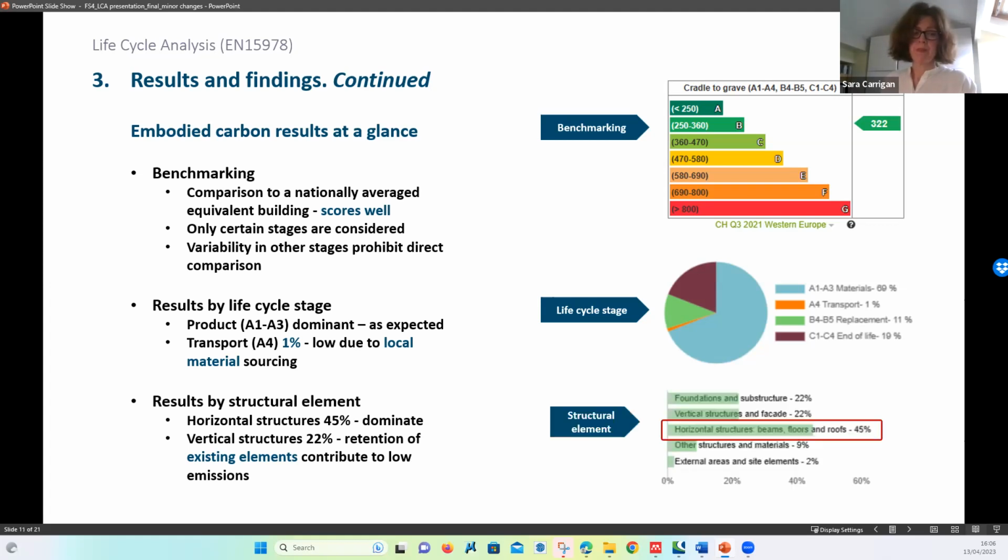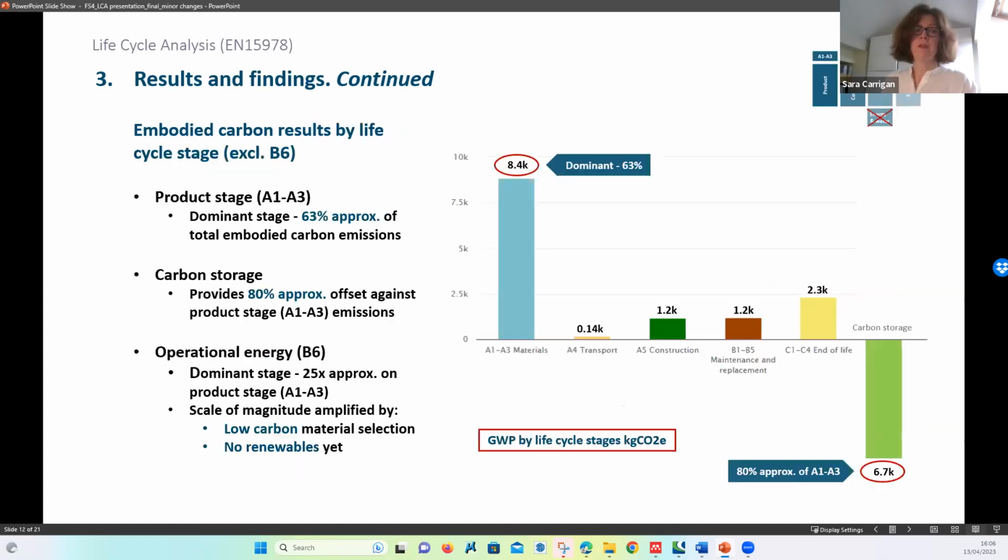We can also see results by structural element within the cottage. We can see that horizontal structures dominate, and interestingly, vertical structures are relatively low, considering the large facade area of the cottage. This is due to the retention of existing walls and foundations.